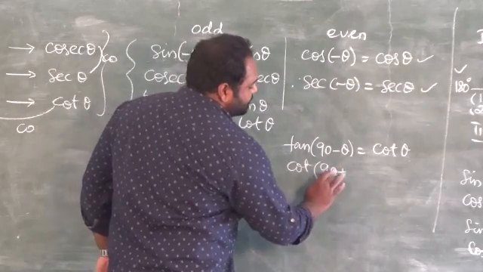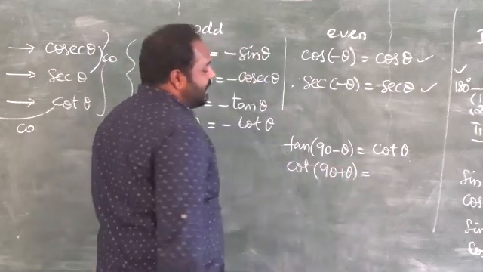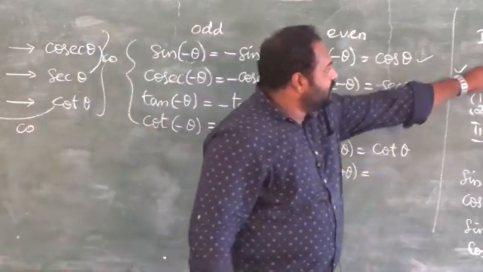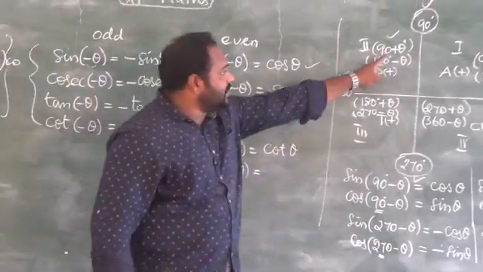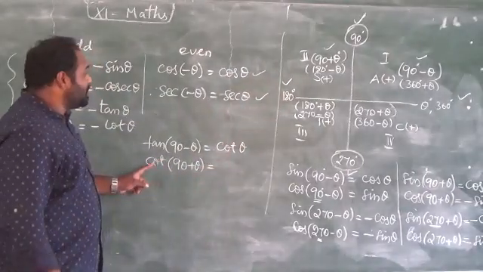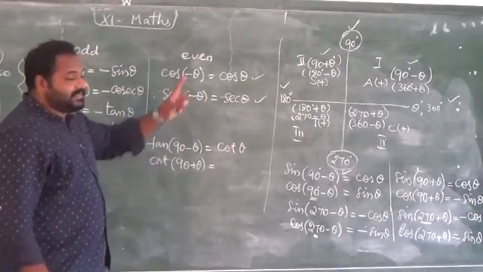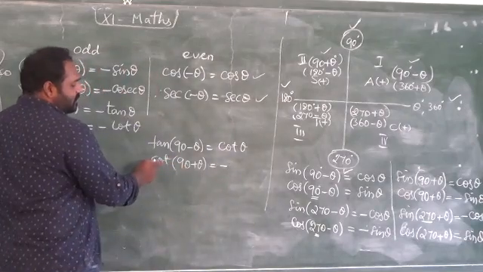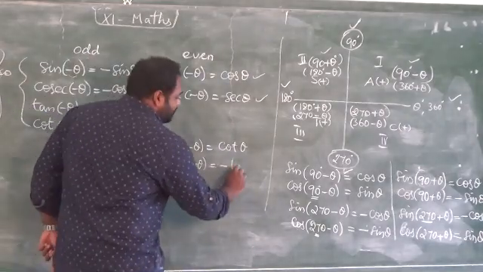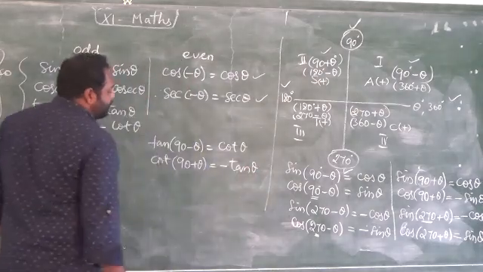Cot 90 plus theta. 90 plus theta is second quadrant. Cot is negative in the second quadrant, so minus first. Then since we have a 90, cot will become tan theta.